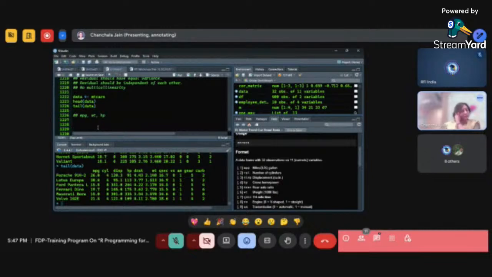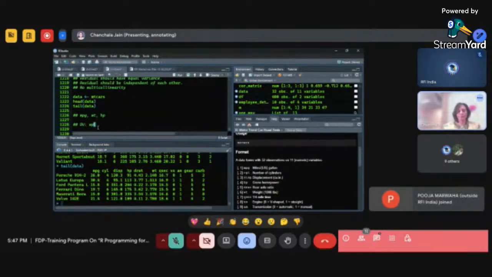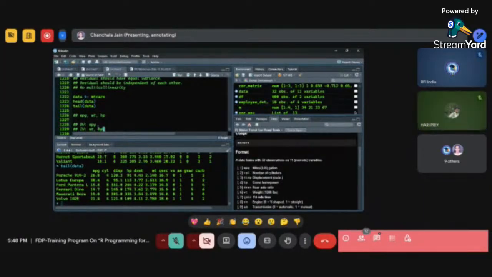Anyone? Ma'am, MPG is dependent variable on independent weight. Okay. And HP? Also independent variable HP. Very good. Thank you so much, sir.